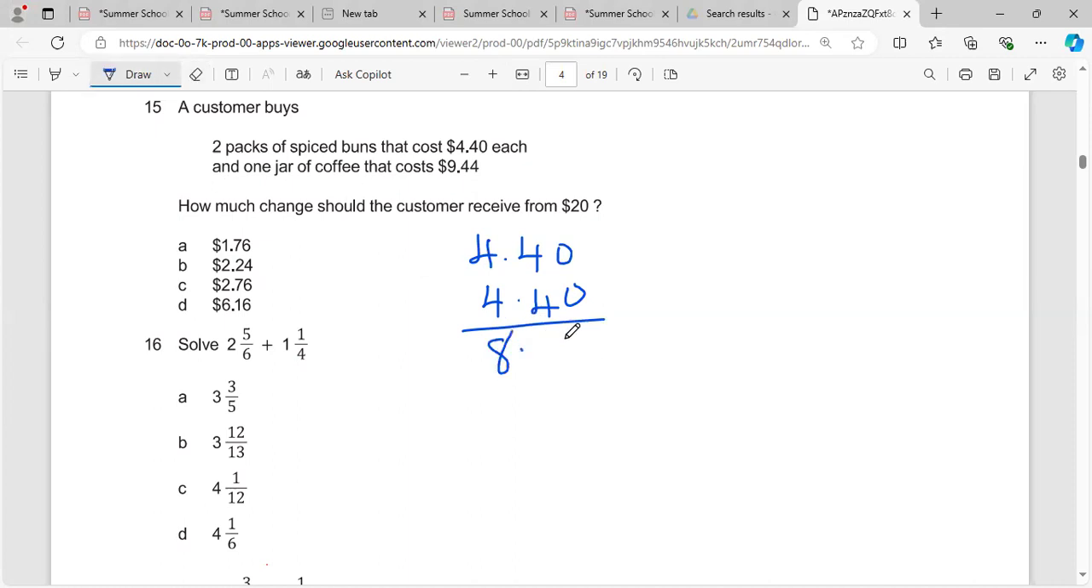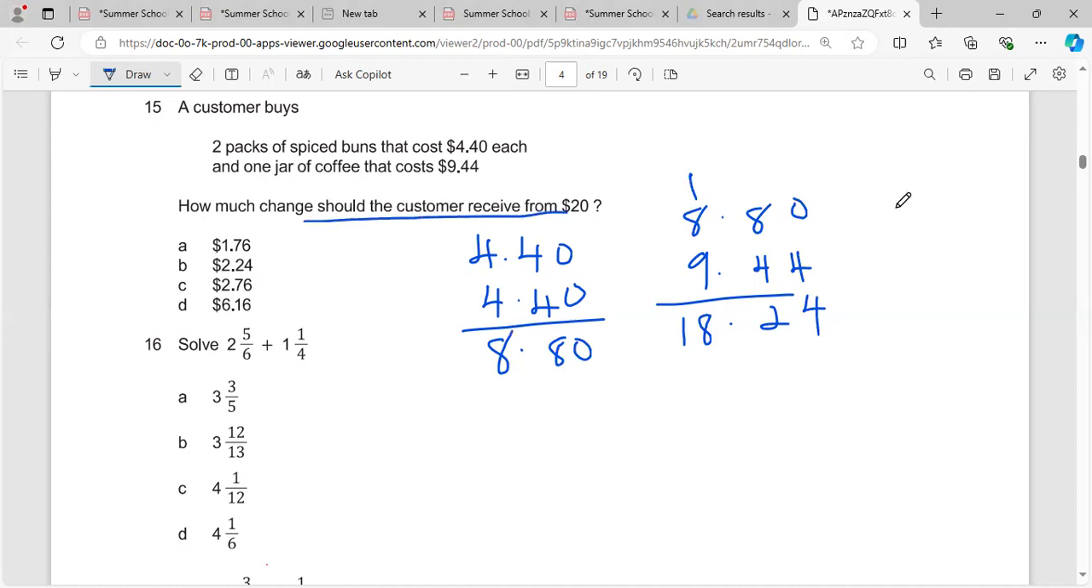So this is what the spice buns cost. However, they buy the coffee jar, right? So we're gonna add that to it. $9.44. I'll just go ahead and add: 4 and 8, 12, 2 carry the 1, 9 and 1, 10, so that's $18.24. But they didn't ask us for the total. They say, how much change would the customer receive from $20?